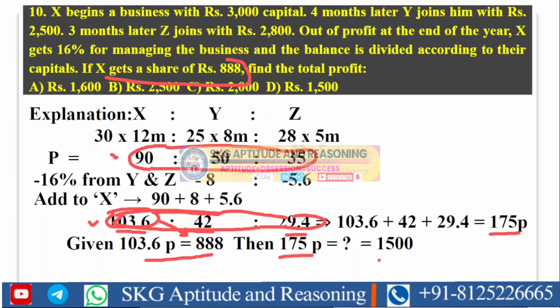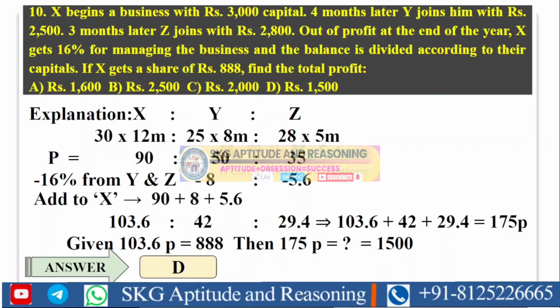If we do cross multiplication here, one part will be equal to 8.57, or we can say 20. So 175 into 20 gives 1500. I hope we got the answer. What is the total profit? The total profit is rupees 1500, which is presented in option D.